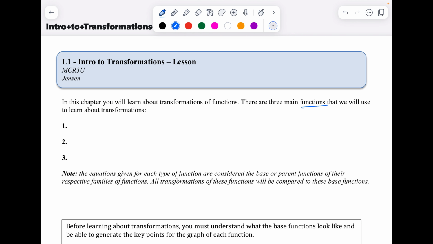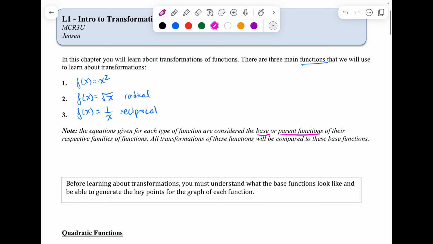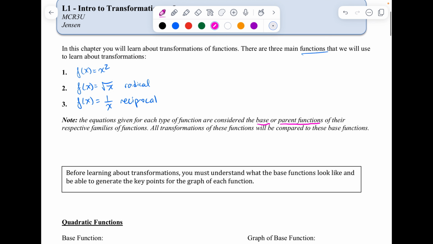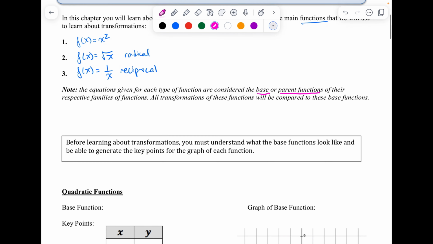So the three functions that you're going to see is the function f of x is x squared. That's the quadratic. We've already seen that in grade 10. There's f of x is square root x. That's called the radical. And there's f of x is 1 over x. That's called a reciprocal, because 1 over something is a reciprocal. So these are called the parent functions or the base functions of their families. Before we learn about transformations, first we have to see what these base functions look like.